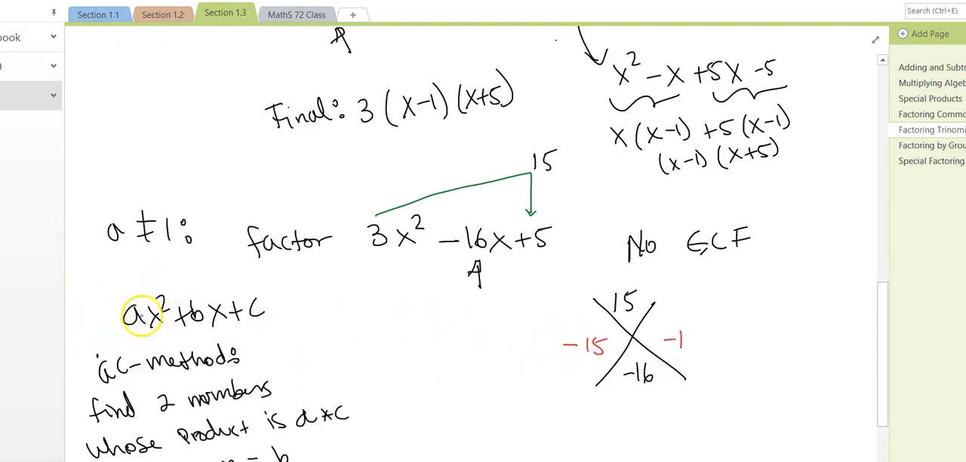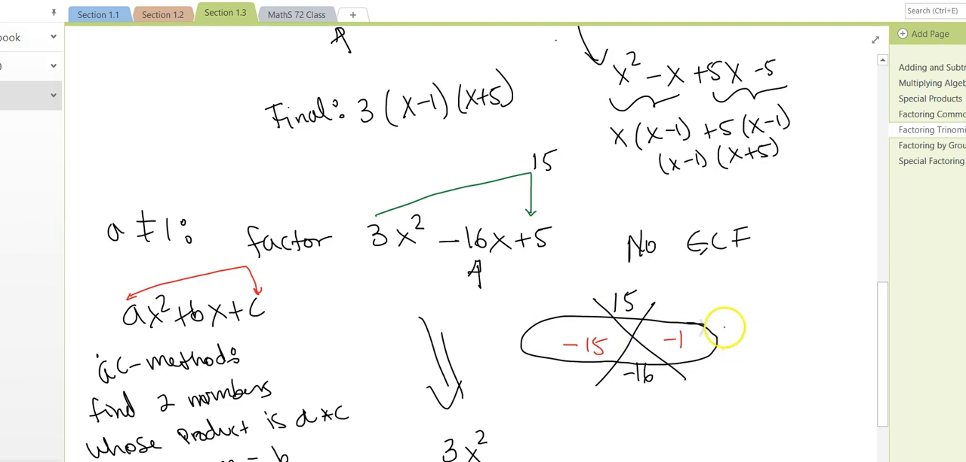So again, this is the AC method. You want two numbers whose product is AC and whose sum is B. And so once we find the two numbers, we are going to use factor by grouping to solve. So I'm going to rewrite this as 3x squared, so my first term stays the same and the last term stays the same. We use the two numbers here to rewrite the middle term.